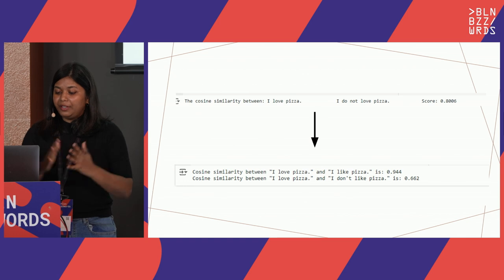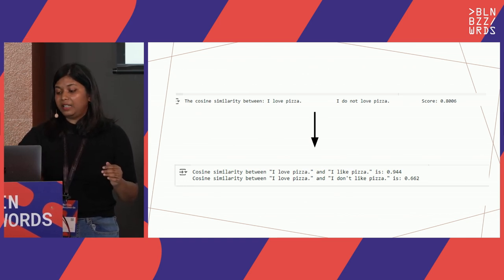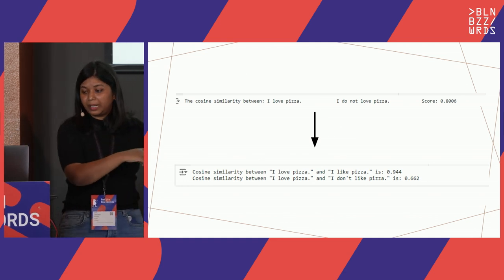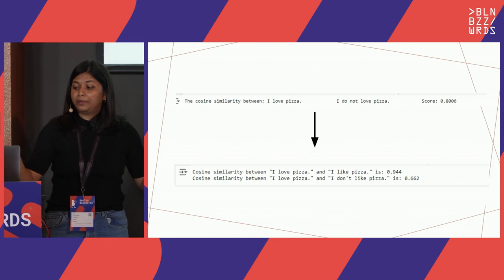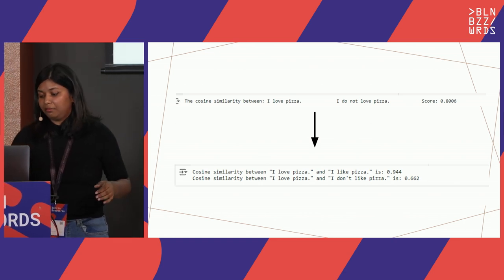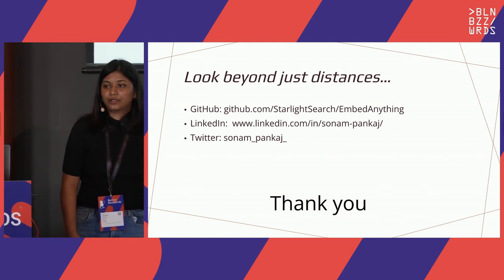So when we use this, for "I love pizza" and "I like pizza", it shows 94% similarity. But when we train it with SimCSE and we understand, "I love pizza" and "I do not like pizza" have come down to 66%.